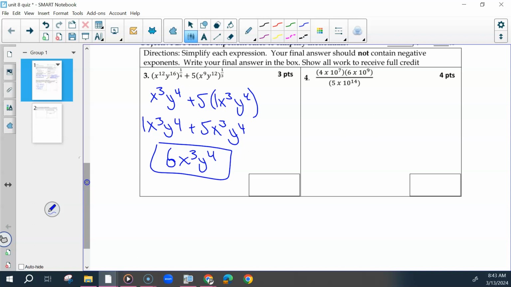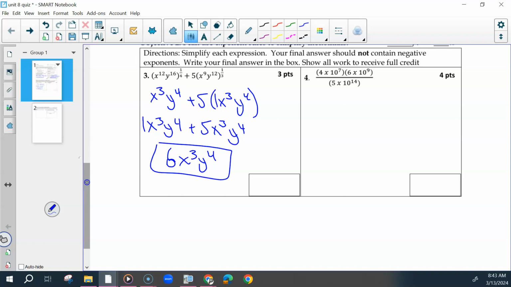Why didn't the 5 distribute to the y to the 4? We can't distribute because we're not adding or subtracting. We can multiply the 5 to the 4. That's it. This is one entire term. If you were adding or subtracting in between, then you can multiply it to both.